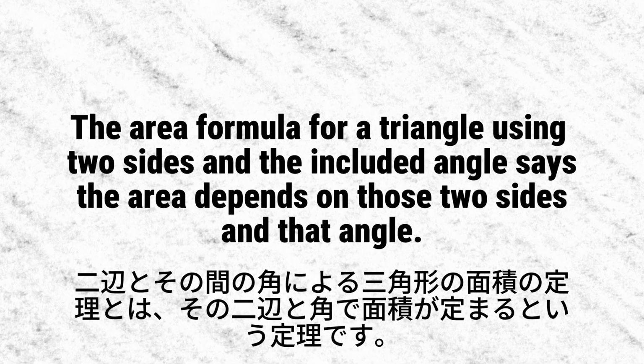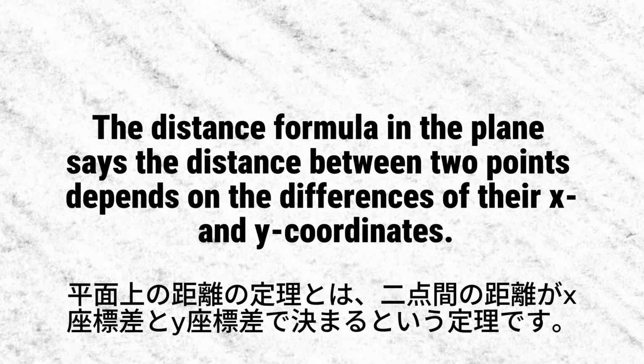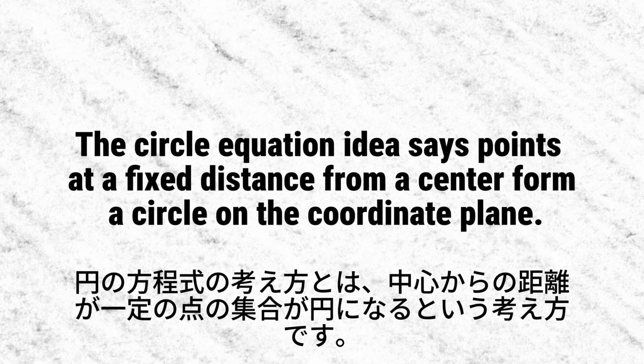The area formula for a triangle using two sides and the included angle says the area depends on those two sides and that angle. The distance formula in the plane says the distance between 2 points depends on the differences of their x and y coordinates. The circle equation idea says points at a fixed distance from a center form a circle on the coordinate plane.